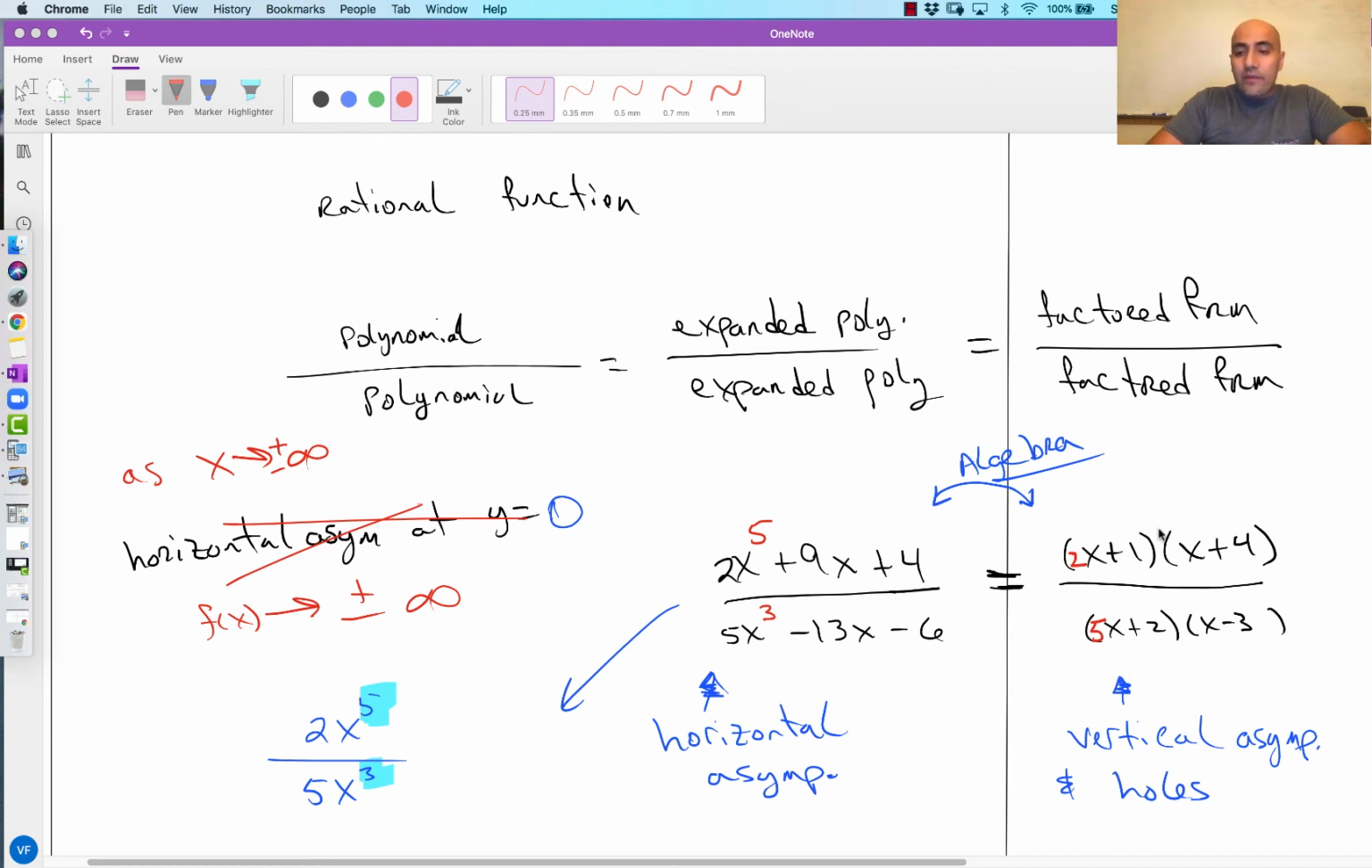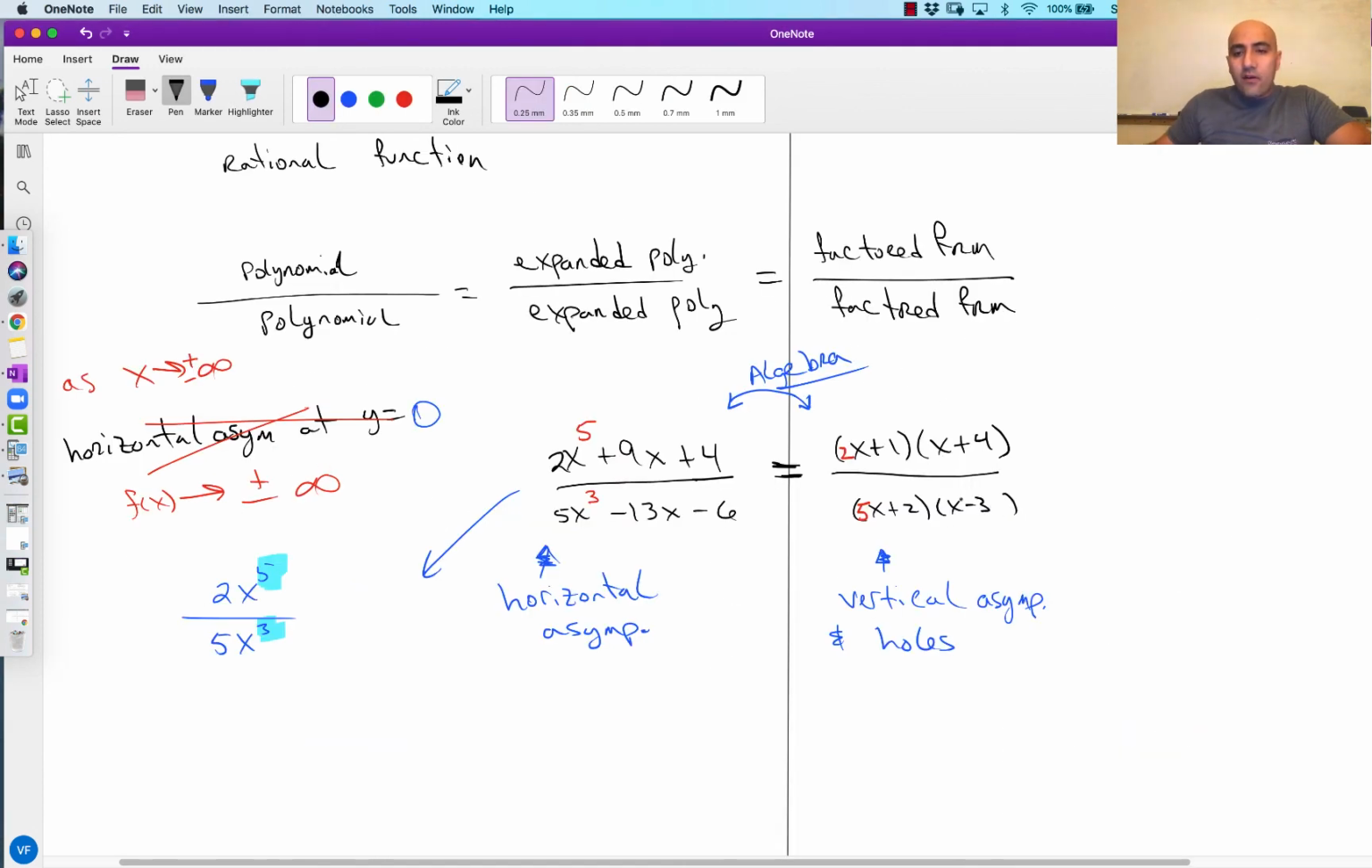So for example, the way they're written right now, this is indicating that we'll have a vertical asymptote. Because nothing can cancel, this is really leading me to believe that there's a vertical asymptote at x equals negative 2/5, because that's what would cause a 0 in the denominator, and another vertical asymptote at x equals positive 3.